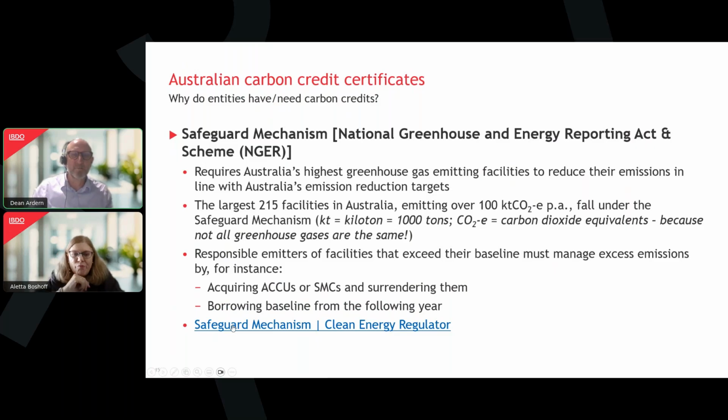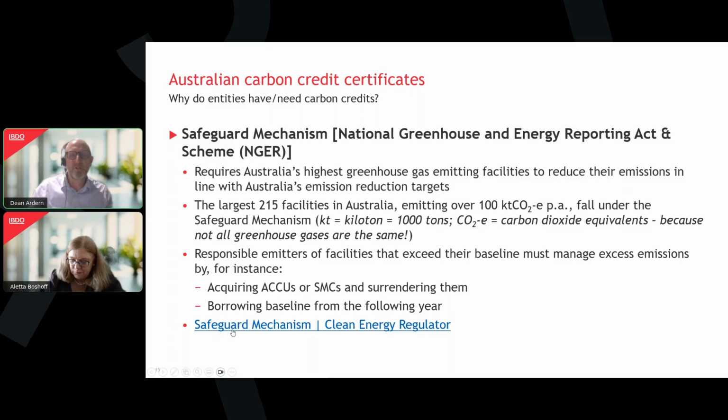It's likely to be a smaller number of entities because typically you'd find that entities would have more than one facility. There'll be some entities out there with more than one facility that's subject to the ENGA requirements. It's applicable to those entities or facilities that are emitting over 100,000 kilotons of carbon dioxide equivalents that fall under the safeguard mechanism. So a KT is a kiloton, 1,000 tons. It's important to remember with carbon dioxide equivalents, we're not just talking about carbon dioxide, but we're talking about all greenhouse gases.